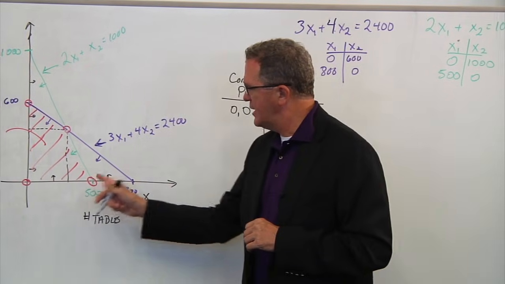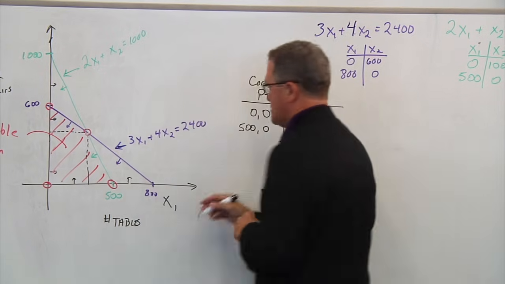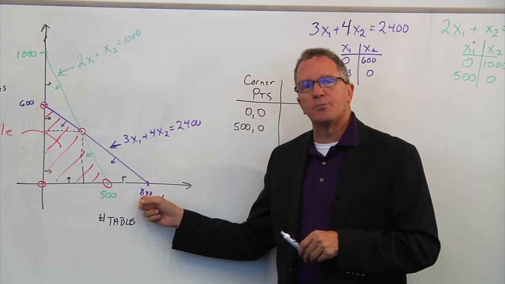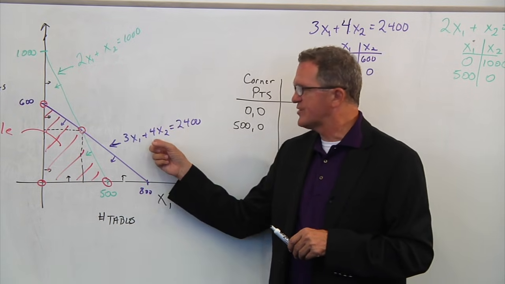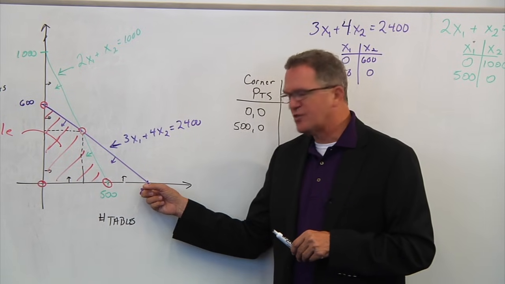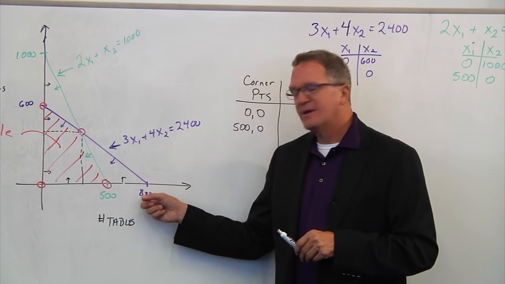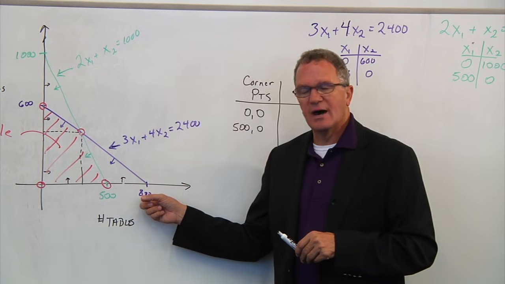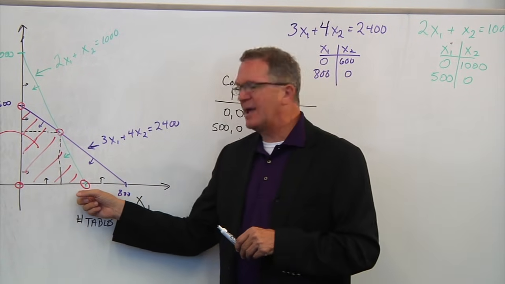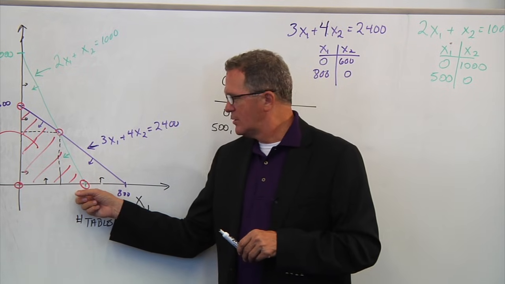I have a corner point here at 500 tables and no chairs. Note that this is not a corner point. This is a point on this line, but it's not in the feasible region. I can't use this as a corner point because it's infeasible. I can build 800 tables. I have enough carpentry to build 800 tables, but I can't paint those 800 tables. It takes me 2 hours to paint a table.